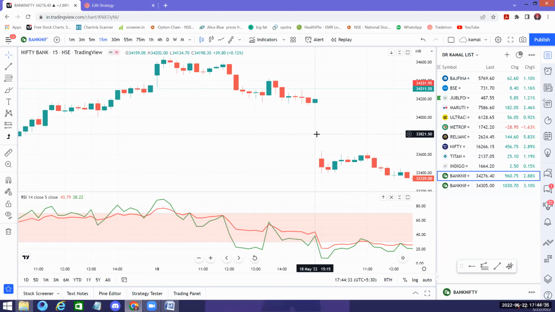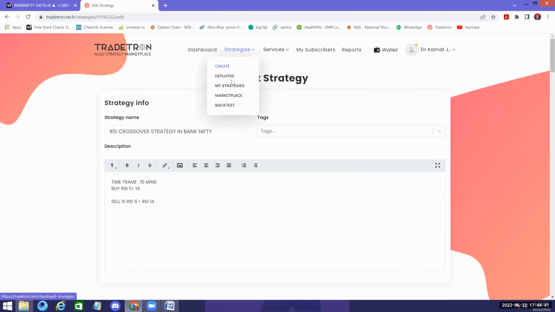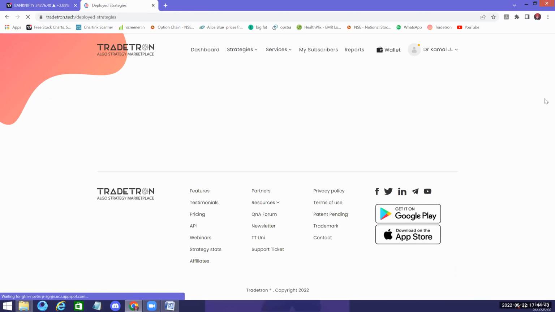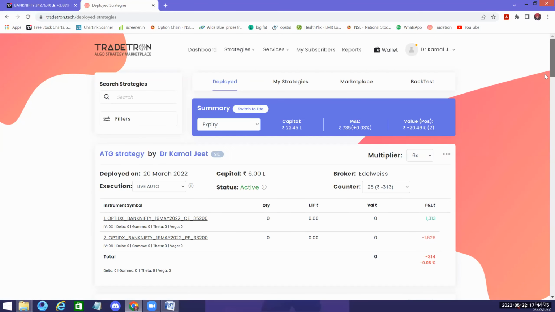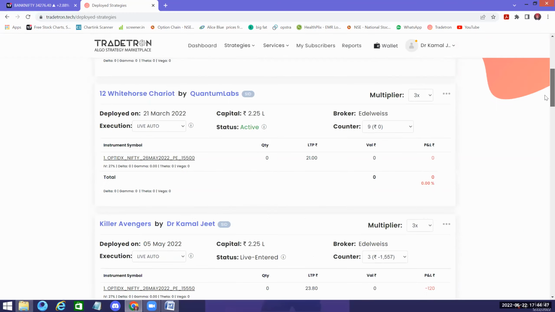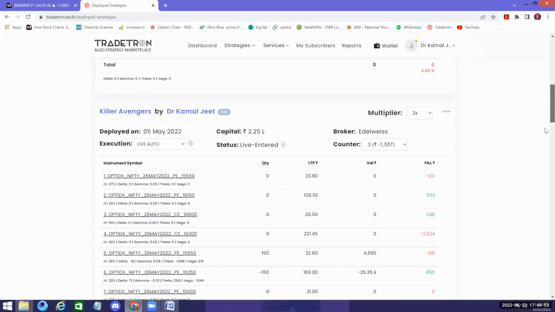I've already deployed it. My favorite these days is this one. This one was misfired, so I could not enter it. There was some issue with Edelweiss, I couldn't enter it. It's this one.